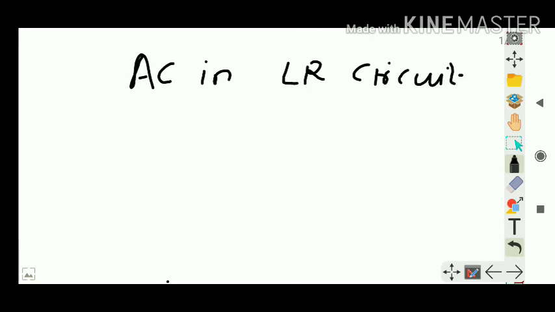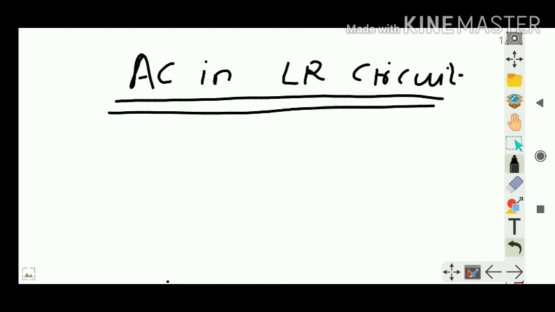Good morning, guys. So we'll start with the next portion of the chapter AC, which is AC in LR circuit. You will not see this portion in your NCERT textbook, but this is important if you are preparing for NEET, IIT, JEE. As well as that, the next topic will be AC in RC circuit. We'll finish these two topics in this video itself.